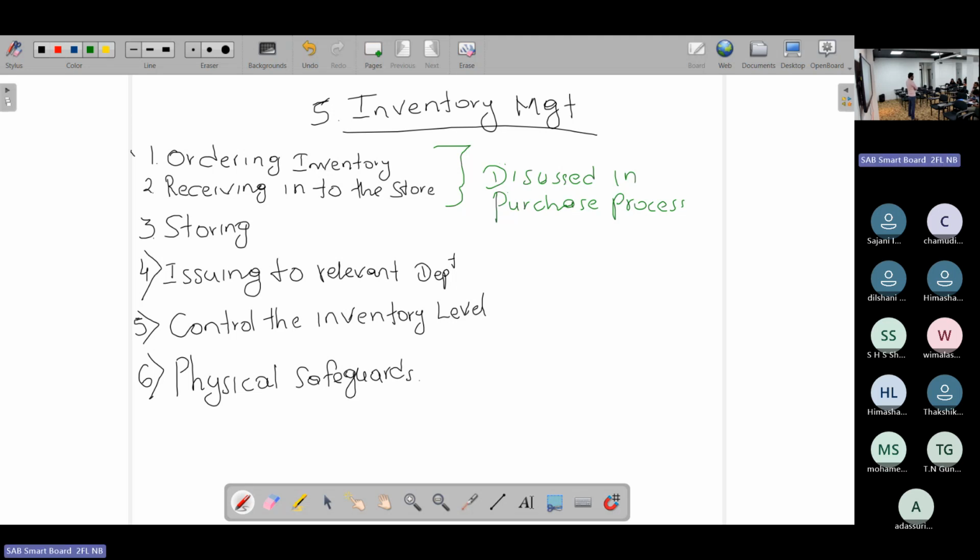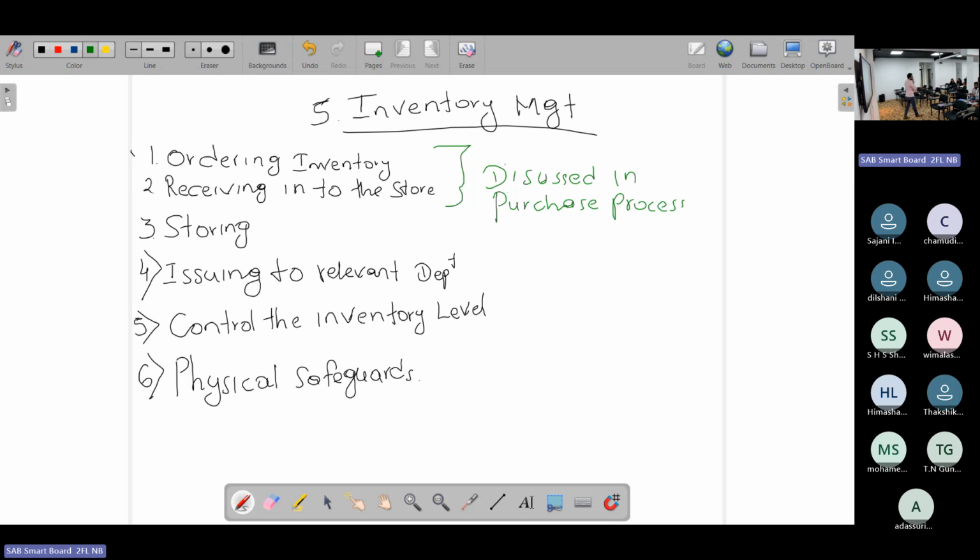Okay, any answers? Why is inventory important to the organization? I can ask like that. Forget about the technical side of inventory management. Why is inventory important to an organization? To earn revenue, inventory is the most important thing.